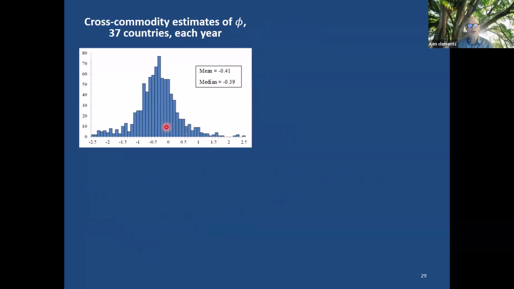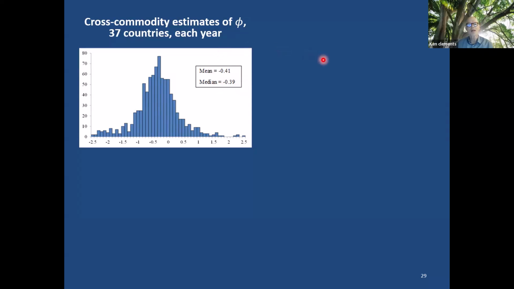And here's the histogram. There's quite a lot of dispersion here because underlying one of these estimates is only 9 observations. So we can't have too much faith in any one observation. But they're centered around here. There's a mean of -0.41, median of around about the same.